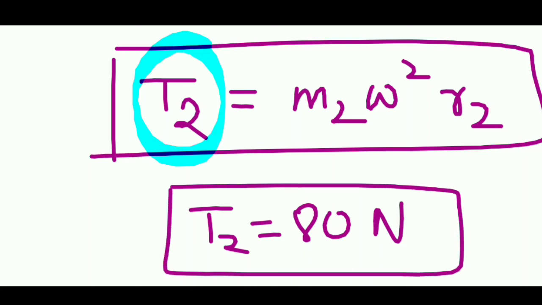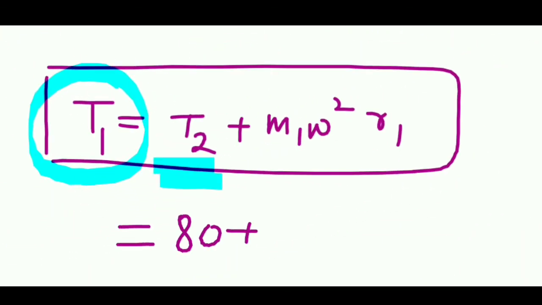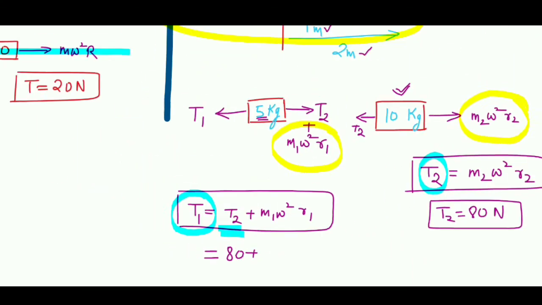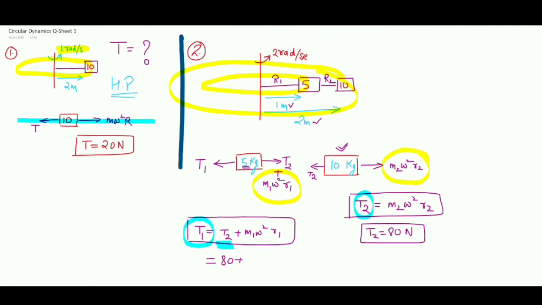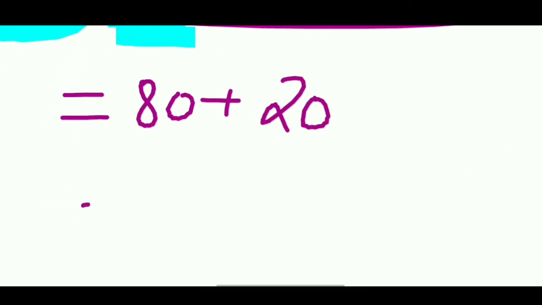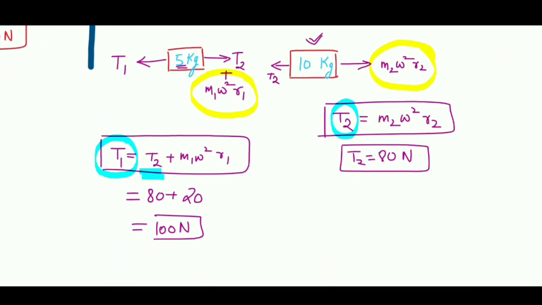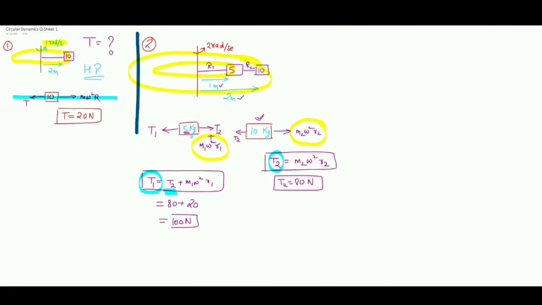T2 is 80 Newton. Okay, and over here if you write 80 plus, m1 is 5, 2 square is 4, and then 1. So 4 fives are 20. So this will be 20. So this total will be 100 Newton. 100 Newton. Okay. Please check it out.